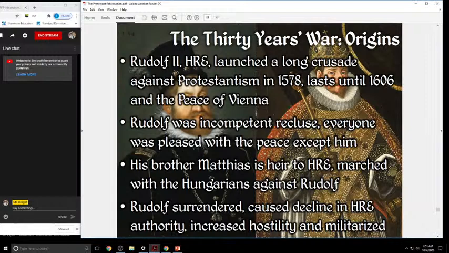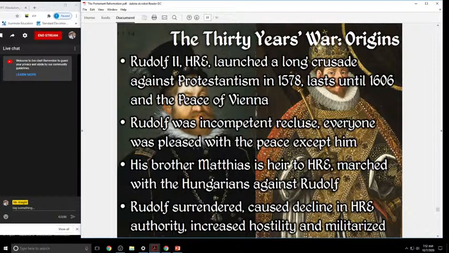His brother, being that Rudolph didn't have any legitimate heirs, his brother Matthias is the heir to the Holy Roman Empire. And he marches with the Hungarians against his own brother, the Holy Roman Emperor Rudolph. So Matthias, the brother of the Holy Roman Emperor, marches against his older brother, the Emperor. Rudolph surrendered, and it caused a decline in the Holy Roman Empire's authority.